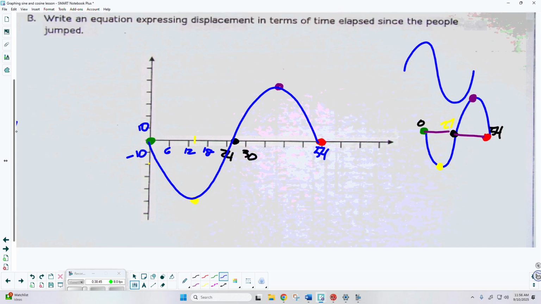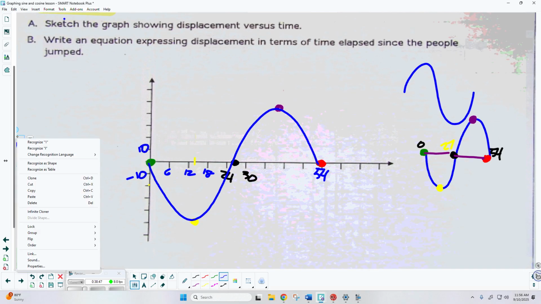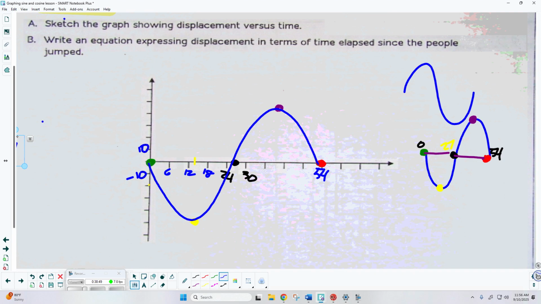And then for part B, it says write an equation expressing the displacement in terms of time elapsed since the people jumped. Okay, well, we already used sine. Okay, so that's easy. What was the value of A? What was my vertical dilation? It was 50, but there you go. Remember, we had to flip it because the ground went down before it went back up. So we have to make that a negative 50.